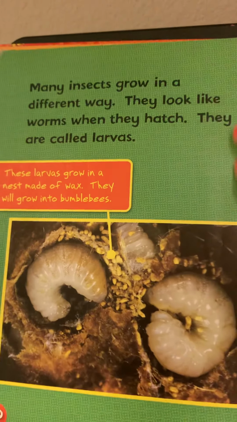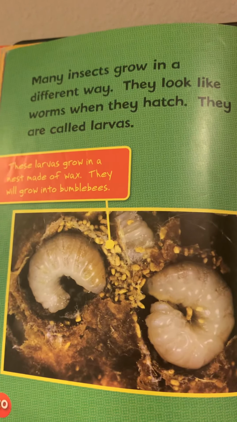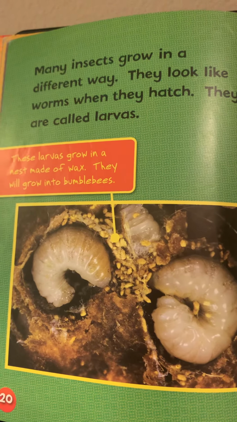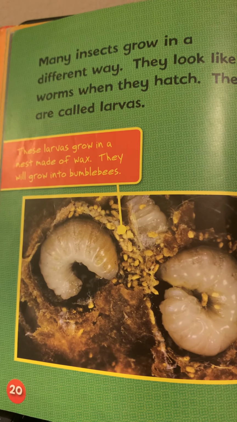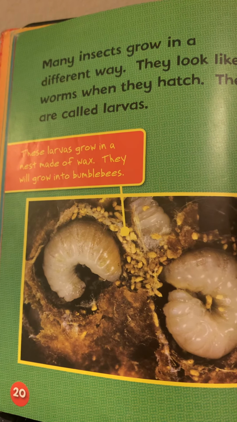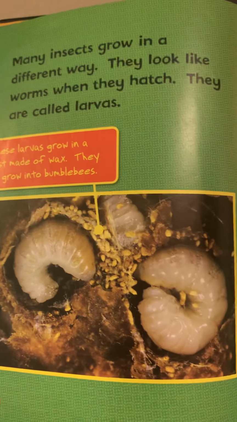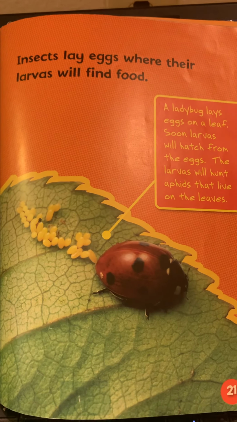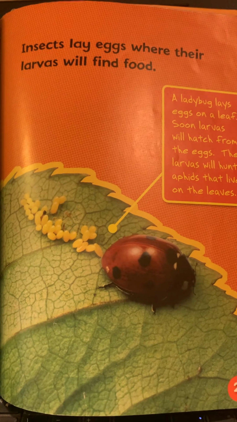Many insects grow in a different way. They look like worms when they hatch. They're called larvae. These larvae grow in a nest made of wax. They grow into bumblebees. Insects lay eggs where their larvae will find food.